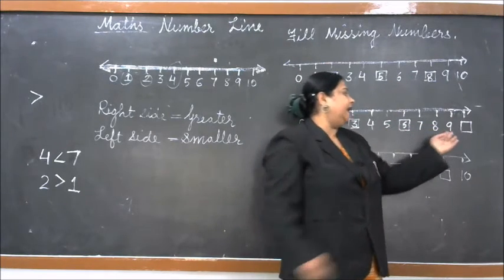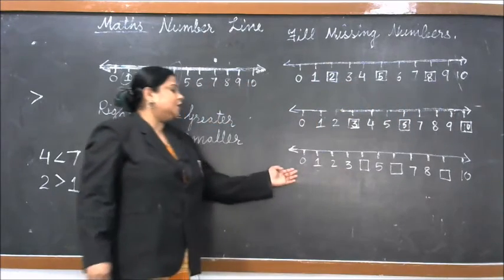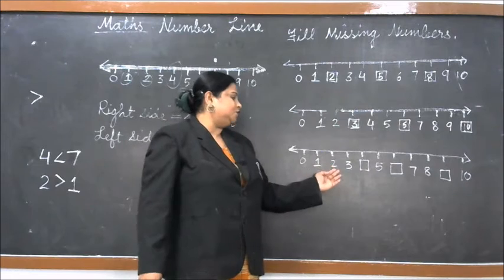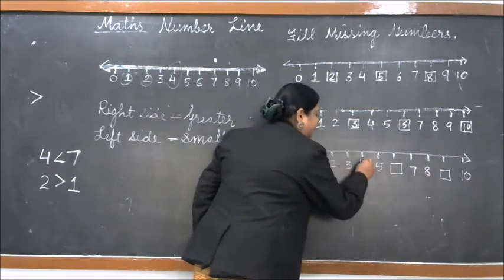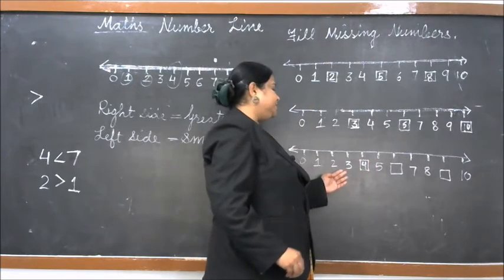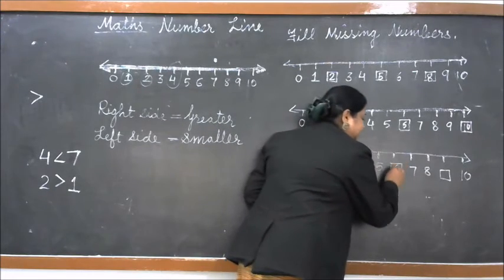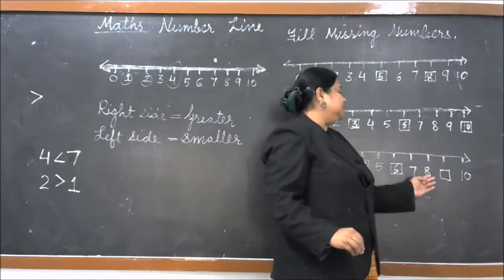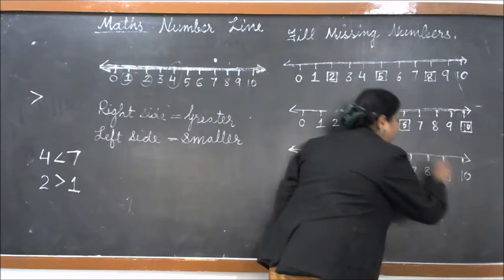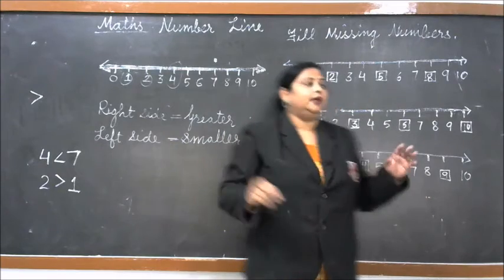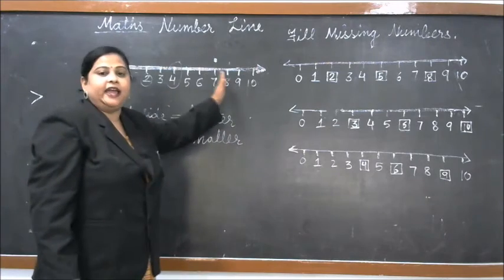Then after 9, which number comes? 10. Okay. Here also 0, 1, 2, 3. After 3, 4 is there, means 4 comes after 3 and before 5. After 5, 6 is there, and then 7, 8, and which number do I have to write here? 9. Okay.